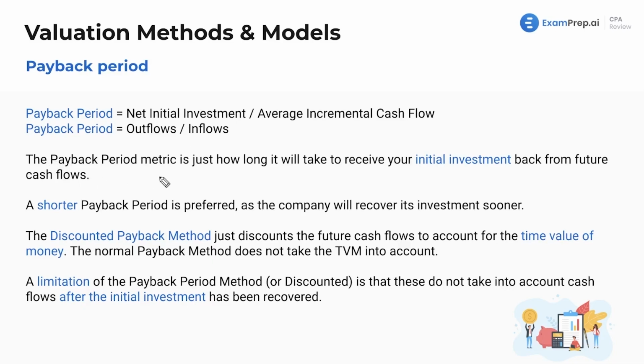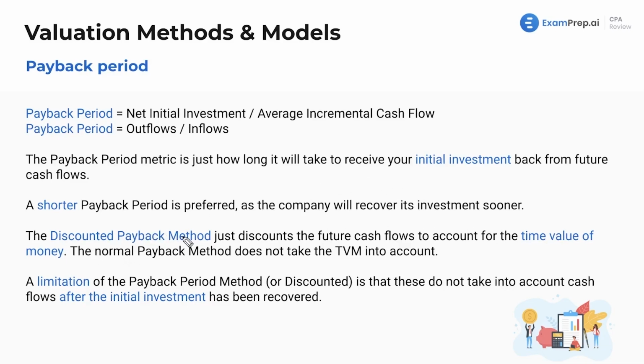So the payback period metric really is just how long is it going to take for you to get your initial investment back from future cash flows? As you might think, you want a shorter payback period, right? I'd rather get all of my money back from my investment in a period of 2 years as compared to 10 years, as the company will recover its investment sooner.